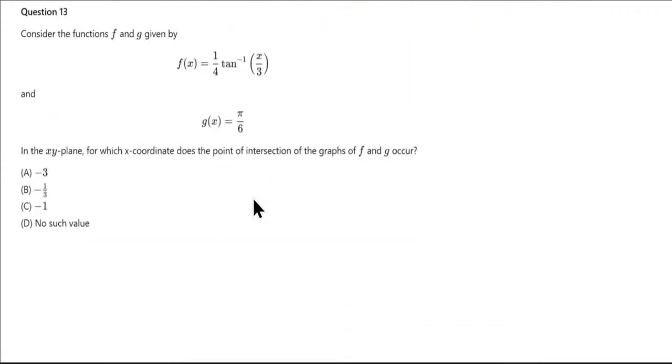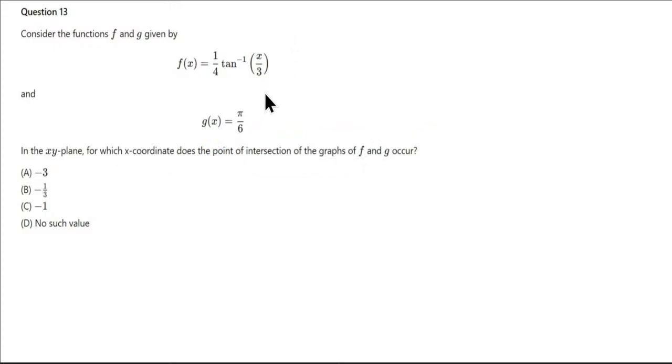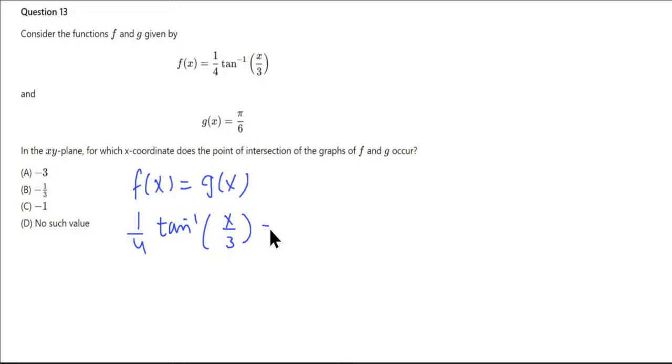All right, let's move ahead to this one. This is a pretty interesting question. It's also slightly tricky. In this question, we are given f and g, and we need to find where these two intersect. Intersection means that f(x) should be equal to g(x), right? That is the meaning of intersection. So f(x) is 1/4 of tan inverse of x over 3, and g(x) is pi over 6.